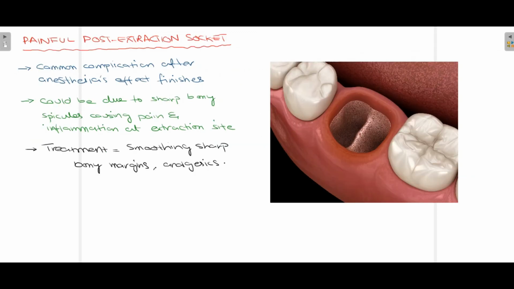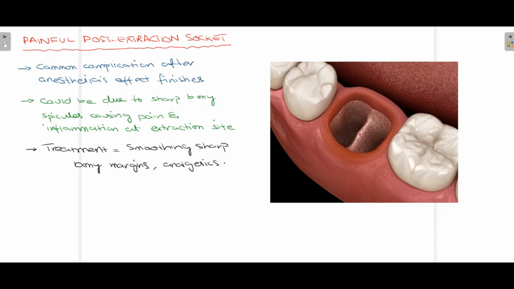Now, talking about one of the most common complications that most patients report after the tooth has been extracted, it is called painful post-extraction socket. Simply, the patient is experiencing pain after the tooth has been extracted. This kind of pain arises because the anesthesia wears off after the tooth has been extracted. The patient starts to feel some pain because the anesthesia's effect finishes.